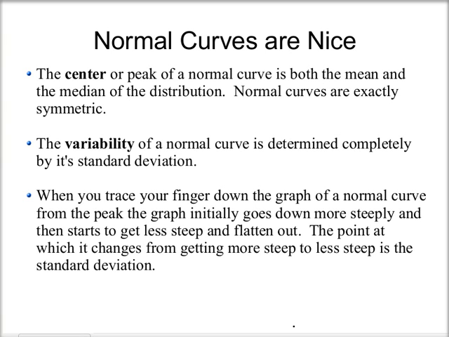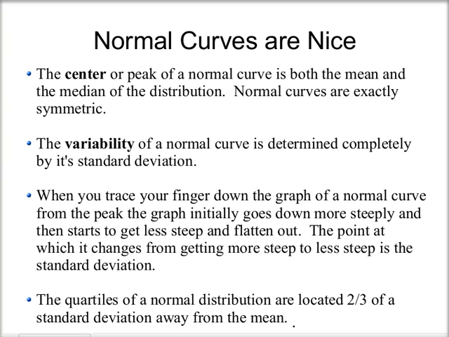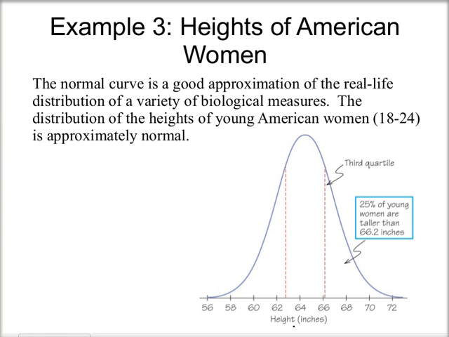And then once we know the standard deviation, we can easily figure out the quartiles. The quartiles of a normal distribution are just located 2/3 of a standard deviation away from the mean. So let's look at an example. This normal curve is an approximation of the real-life distribution of the heights of young American women. And normal curves are often good approximations for a variety of biological measures.